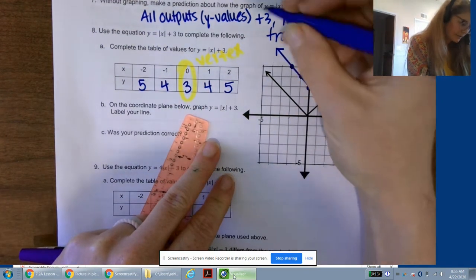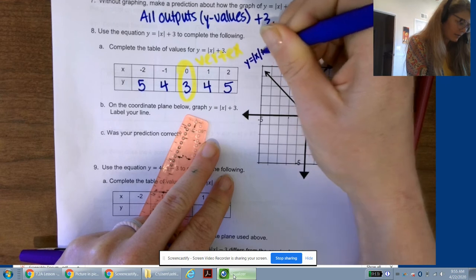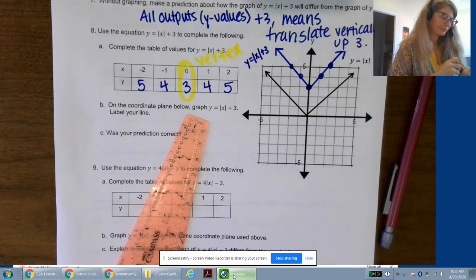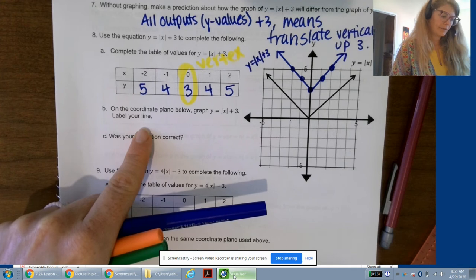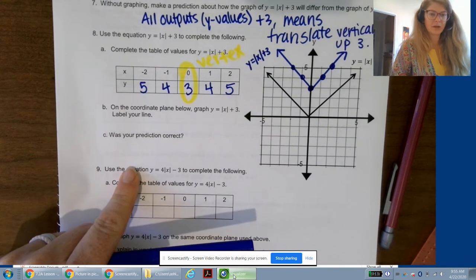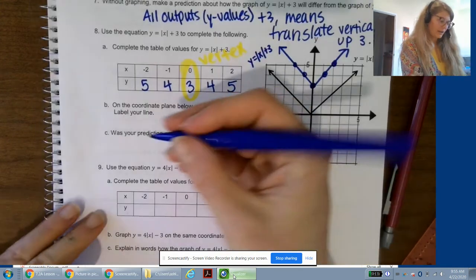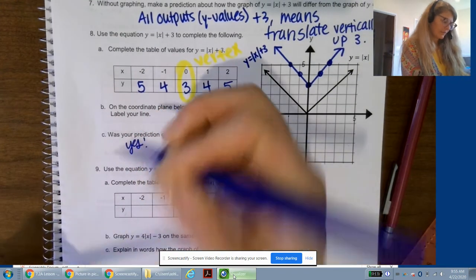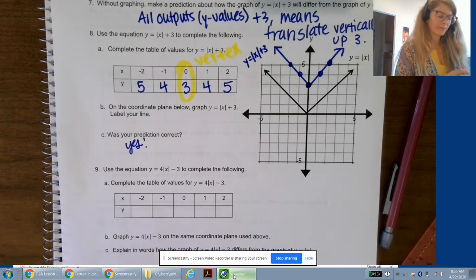This is y equals the absolute value of x, all plus 3. So we labeled and we graphed it, and we noticed, yes, we are just translating vertically up 3. Yes, you can also say translate along the y-axis if you wanted to.